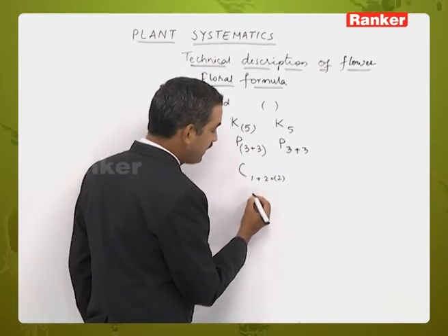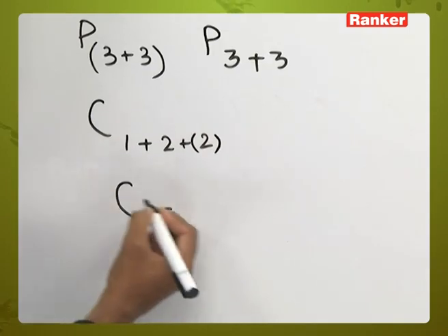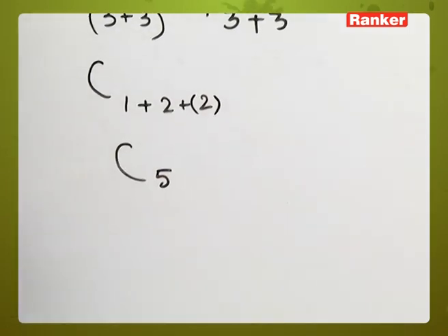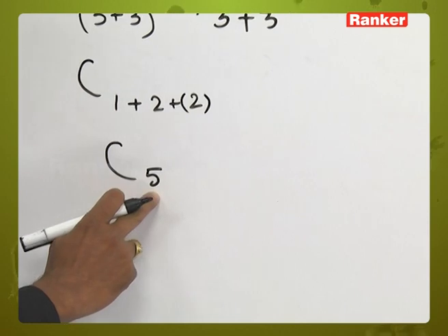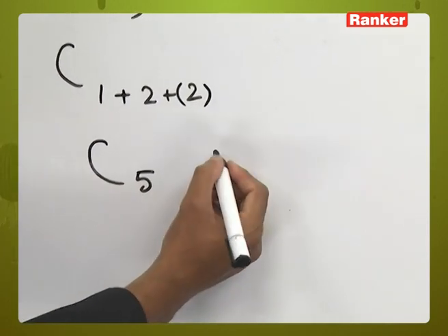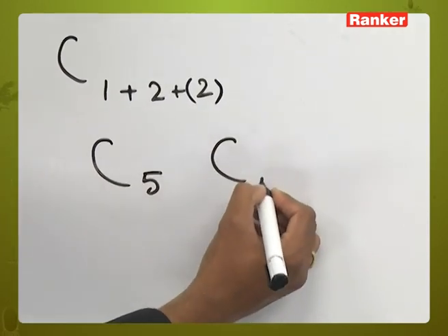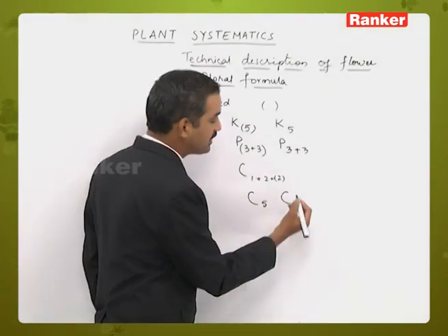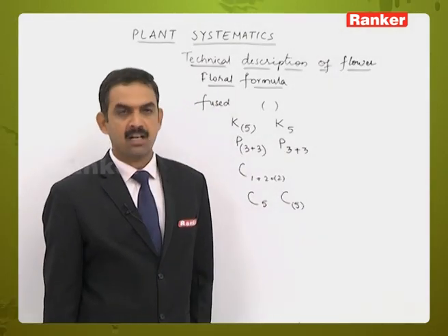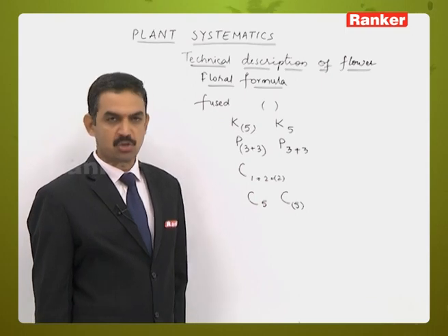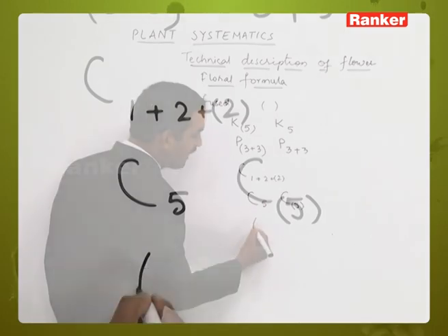For example, if 5 petals are there which are free, you have to subscript 5 here, and no need of drawing the bracket. And if they are fused, C 5 should be subscript, and around 5 a bracket has to be shown. The same thing for androecium also.